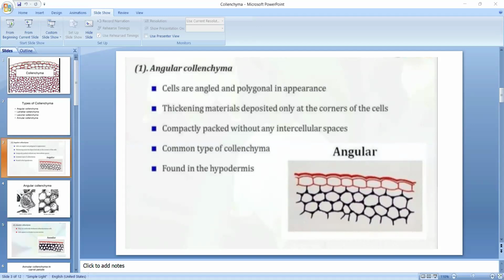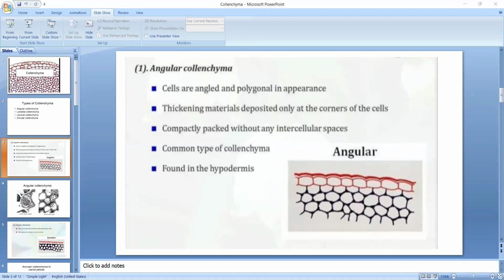Sometimes, due to continued thickening of the cell wall, the lumen may look circular. This type has been called annular collenchyma by some workers. That is the fourth one, annular collenchyma. Due to continued thickening of the cell wall, the lumen space may look circular. That is why this type is called annular collenchyma. Some scientists said that it is a fourth type of collenchyma.